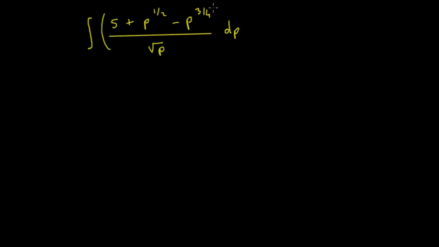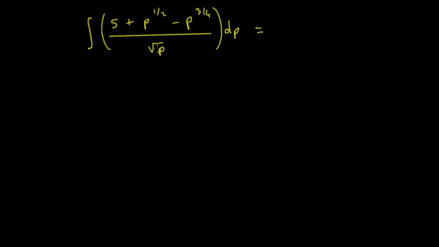So let's look at this one here, the integral of 5 plus p to the power of a half minus p to the power of 3 upon 4, all divided by the root of p, by dp. So go ahead, pause the video and see if you can work this one out.